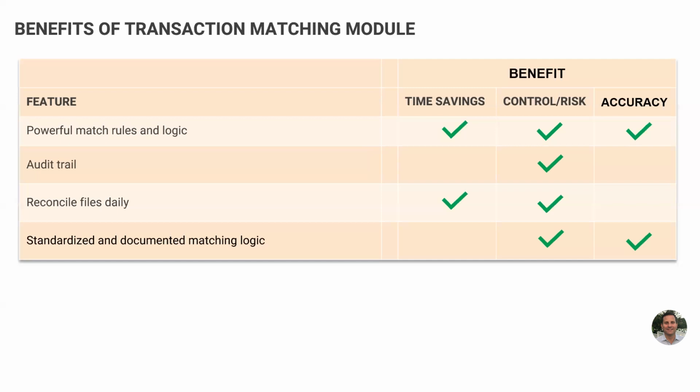You can reconcile files daily, allowing you to address issues the day that they occur. You have the standardized matching logic, so matching reconciliations are completed the same no matter which accountant is responsible for them. And the last thing I want to mention is that some very large companies use BlackLine's matching module. Domino's Pizza and SiriusXM are two. They use it to match millions of credit card payments each month. Now, your company might not be as big, and that's okay, because the tool is used by both small and large organizations. But it should give you a feel of just how powerful this module is.